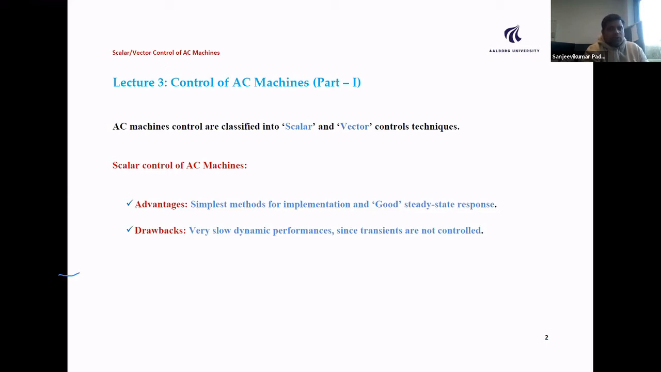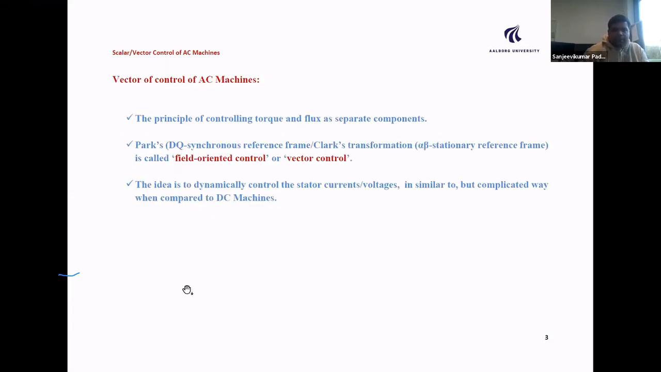What is the drawback? You can't have a dynamic performance. Very sensitive speed control is not possible. Of course, you can't have transients which are high when you're controlling the machine. So you can't have very dynamically controlled performances. But it's a very simple method. Usually we adapt it with reduced costs.